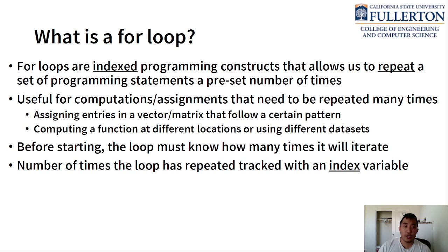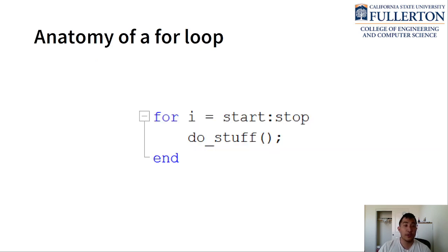Some of the characteristics of a for loop is that, before you even start, the loop has to know how many times it will iterate. And the number of times the loop has repeated is tracked with something called an index variable, which we'll go over very soon. All right, so here's what a for loop looks like in MATLAB. I'm using generic names for all the variables here, but we're going to go through one by one.